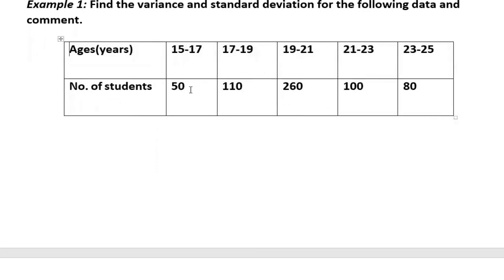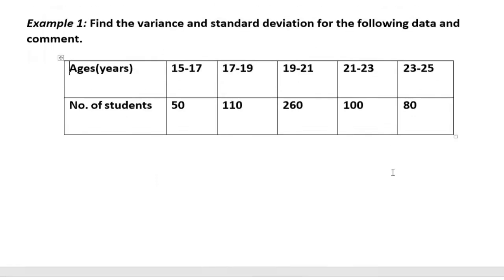15 to 17, 50 students; 17 to 19, 110 students; 19 to 21, 260 students; 21 to 23, 100 students; and 23 to 25, there are 80 students. So how can we find the variability of the data? These are the group data.